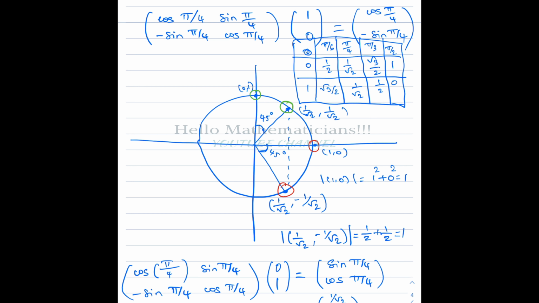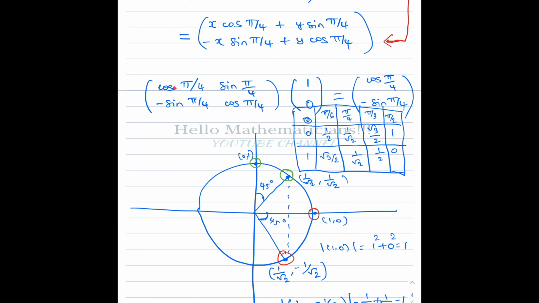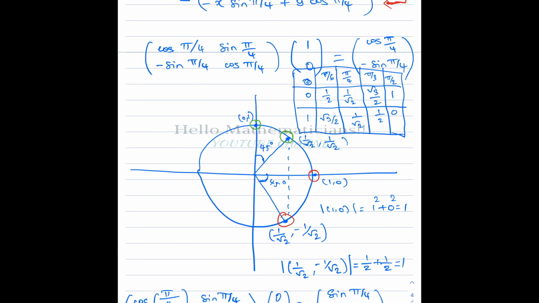Okay, so what we are observing is that this matrix, cos pi by 4, sin pi by 4, minus sin pi by 4, cos pi by 4, is a rotation matrix. Rotation means there are two types of rotation possible. One is clockwise rotation, another is anti-clockwise rotation. But with this example, we observe that this matrix is a rotation by pi by 4, or 45 degrees, in the clockwise direction.